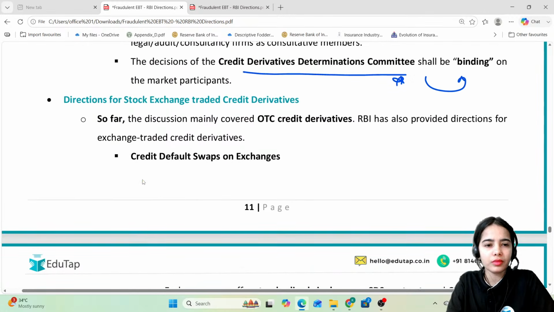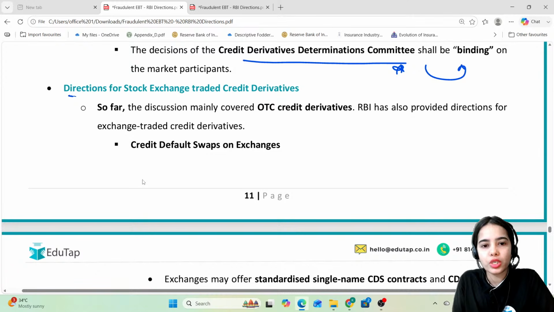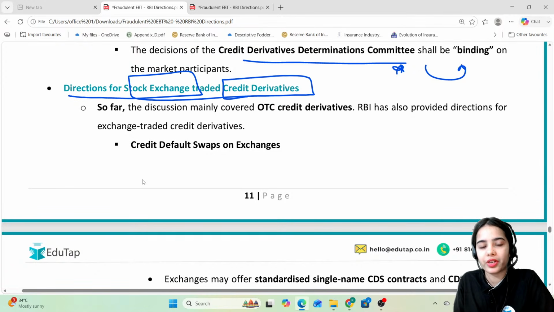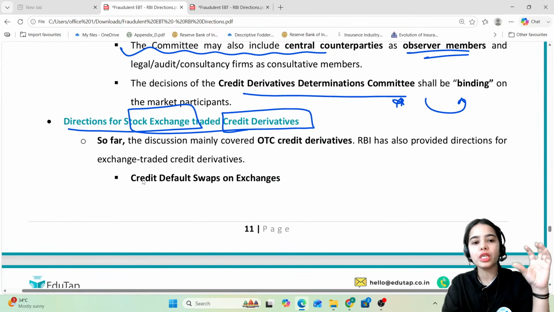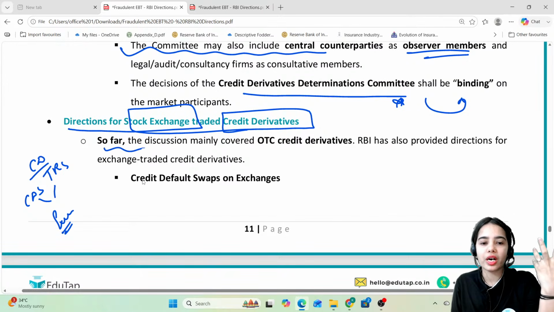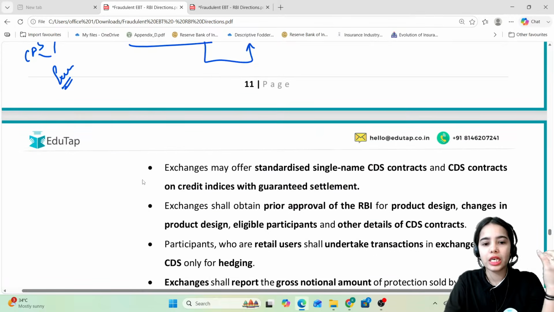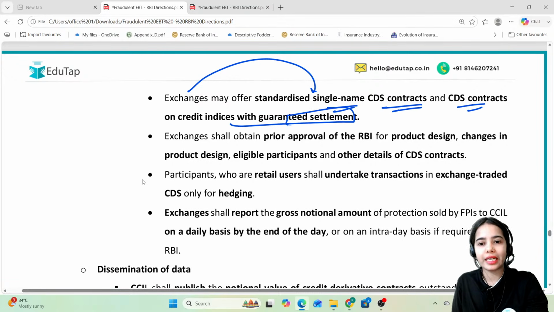Now, credit default swap on exchanges. Now coming to the directions on stock exchange traded credit derivatives. Before this, all the directions were for the OTC. Now, coming to the stock exchange, if the credit derivatives, the CDS, the TRS, are being provided on the stock exchanges, so far the discussion mainly covered OTC credit derivatives. The credit default swap on exchanges will follow the exchange norms. Exchanges may offer standardized single name CDS contracts on credit indices with guaranteed settlement.